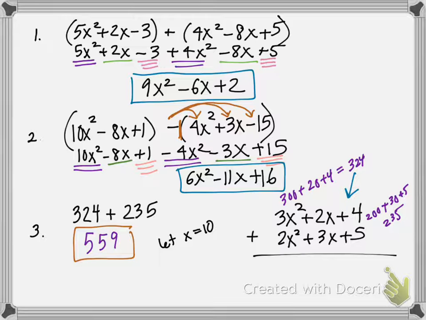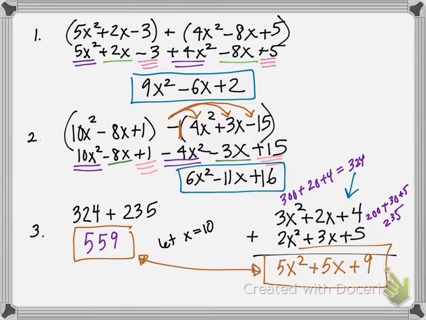So 3x squared plus 2 more would be 5x squared. 2x's plus 3 more is 5x's, and then 4 plus 5 is 9. So this would have the exact same answer if you plug in 10 for x. So if I plug in 10 for x right here, 10 squared is 100 times 5 is 500. If I plug in x right here, 10 times 5 is 50, and then plus 9 more is the exact same answer of 559.